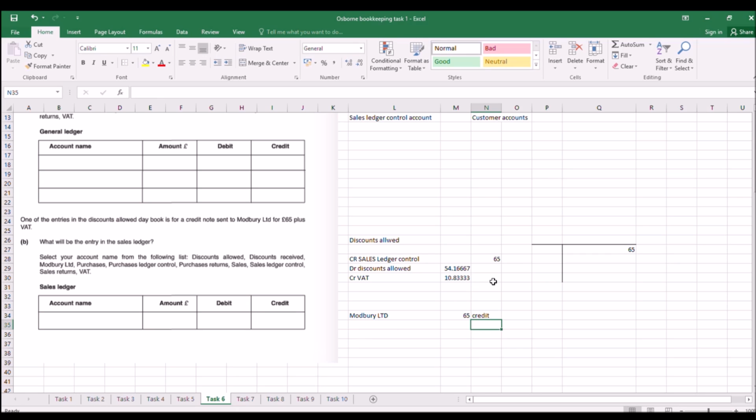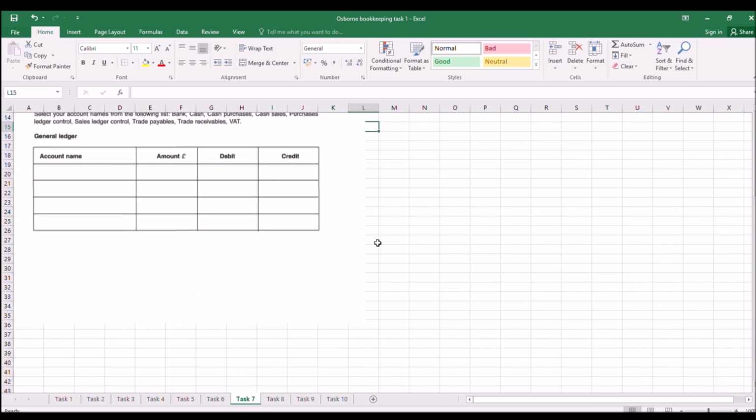So it's a reduction in our money in item, so that's a negative money item. That's how it would look in the sales ledger. So it's a reduction in our money in item, a negative money in item, and a negative is our credits, and so that's why that would be a 65 credit. Okay, so that's task number 6 done.